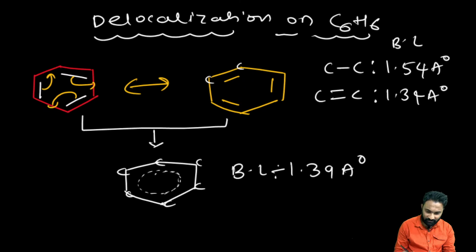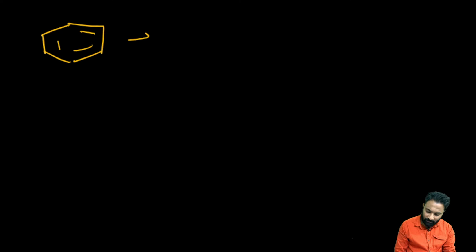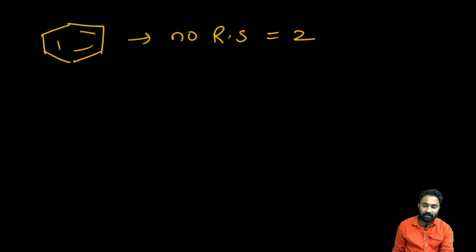Good evening, good evening. Now here they will ask you about the different resonating structures in benzene. How many resonating structures are possible, they will ask. For benzene, the number of resonating structures is 2 only. Already we have seen, right? Only 2 resonating structures are possible for which one? Benzene.